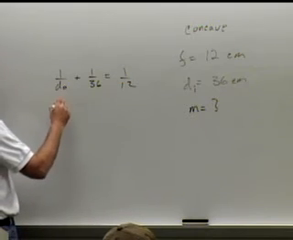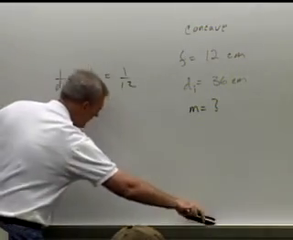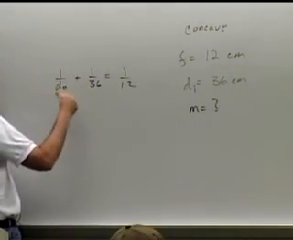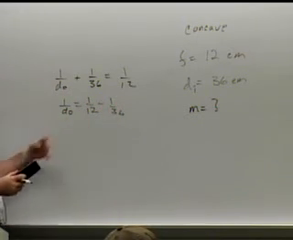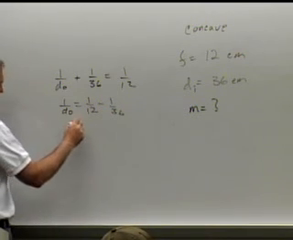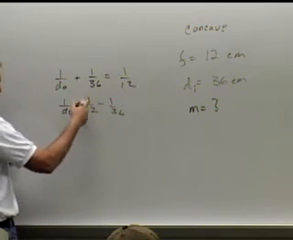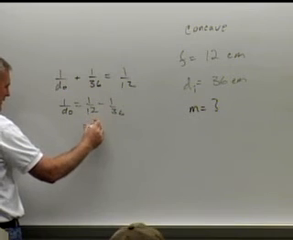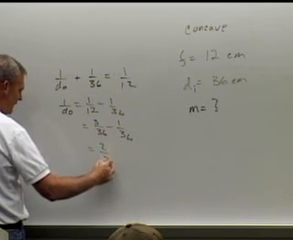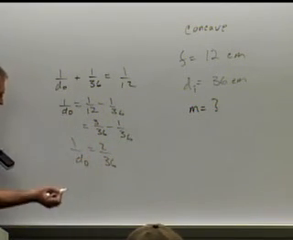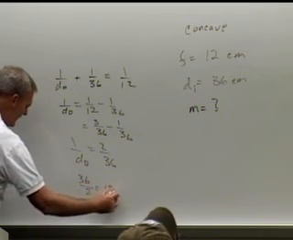Okay, so I've got 1 over DO plus 1 over 36. So 1 over DO equals 1 over 12 minus 1 over 36. This is good because it's going to turn out nice and positive. I can turn this into 3 over 36 minus 1 over 36 equals 2 over 36. Now remember, this is your 1 over DO, so you're going to have to flip it over. So you get 36 over 2, and so DO equals 18 centimeters.